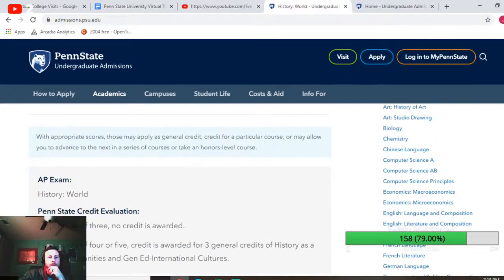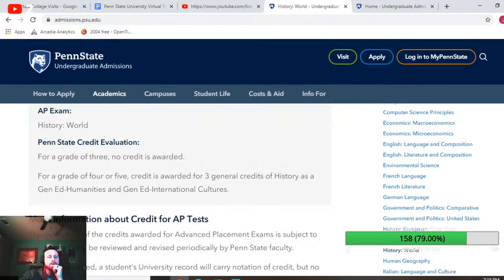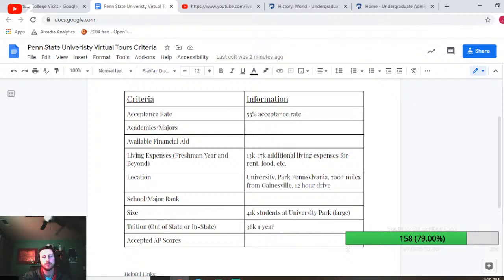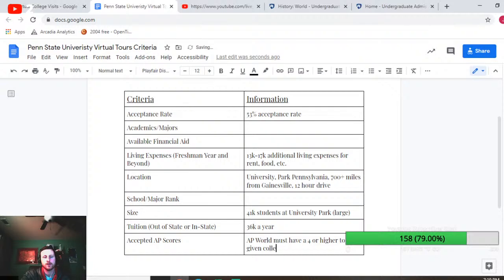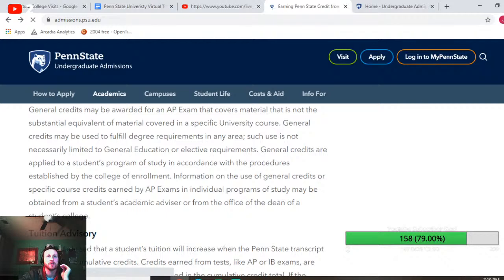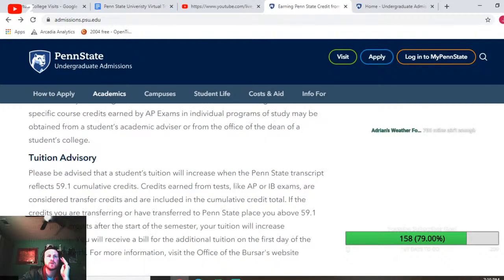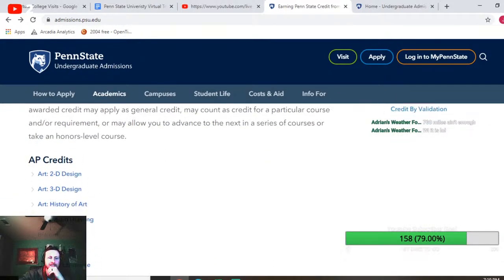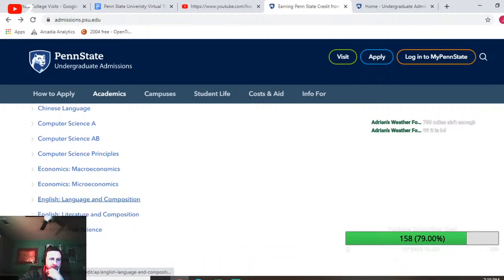So for example, AP World History, for a grade of 3, no credit is awarded. AP World must have a 4 or higher to be given college credit. So I think universities that are similar to this kind of rigor... 700 miles isn't enough. Wisconsin it is. I don't know. I couldn't do it. Looking back on it now, I couldn't do anything like that. I couldn't make it on my own.